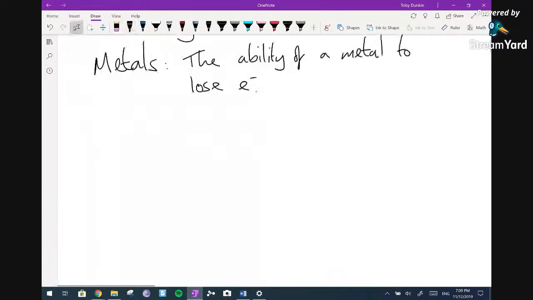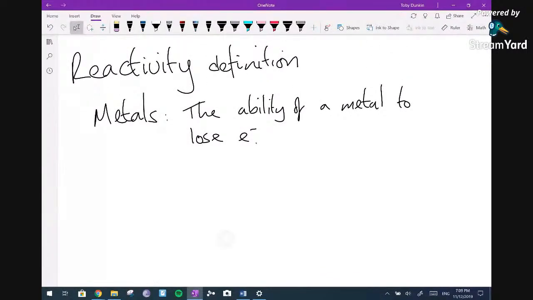So we can put that into an equation. So if we do magnesium metal, everybody recognizes a silver shiny metal.